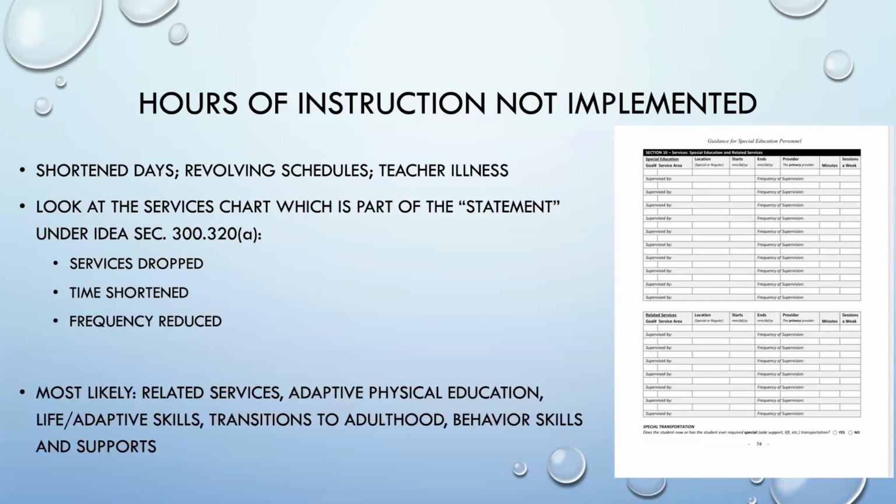Now, where you are most likely to see this through COVID is in related services, adaptive physical education, which is a very important area. People think because it's PE, it's less significant than some of the other areas, but adaptive physical education is very important to a lot of students with IEPs. What they call life skills or adaptive skills, a lot of transitions to adulthood planning and the service delivery were compromised during COVID. Also behavior skills and supports. So those are the places that you're most likely to see the kind of hours of instruction not being implemented.